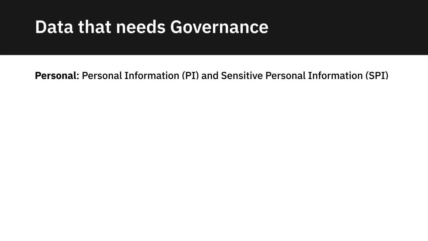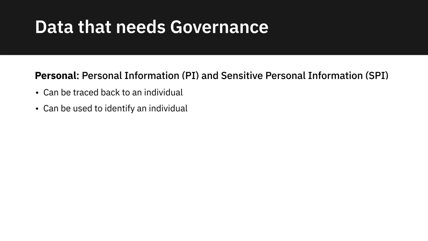Primarily, personal and sensitive data. That is, data which can be traced back to an individual, can be used to identify the individual, or contains information that can be used to cause harm to the person. For example, data about race, sexual orientation, or genetic information.